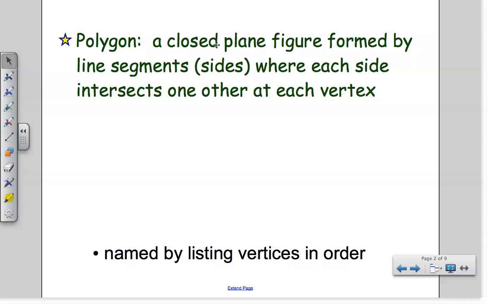Closed plane figure. First of all, plane means it's on a flat surface. Closed meaning that eventually, once you create the sides, notice line segments form the sides, we will eventually have to work our way back to the beginning and close this figure. Leaving it open like this, this is not a polygon, but if I eventually go back to the beginning, now it's a closed plane, meaning flat, surface. It is formed by line segments as the sides.